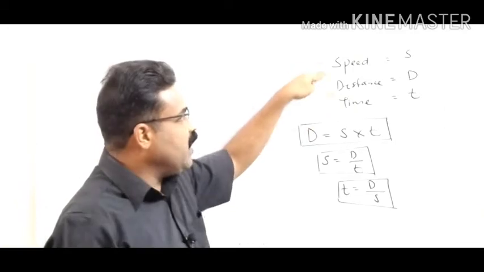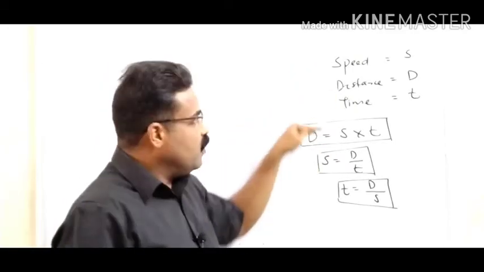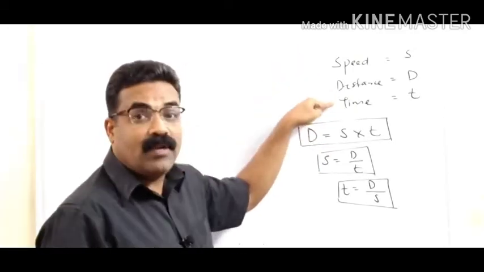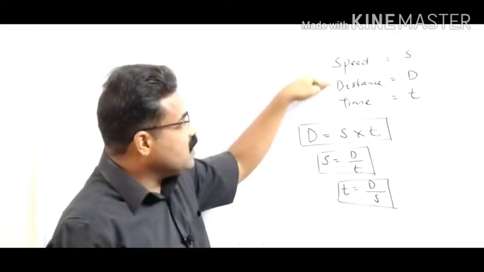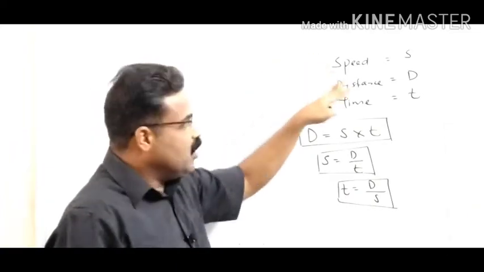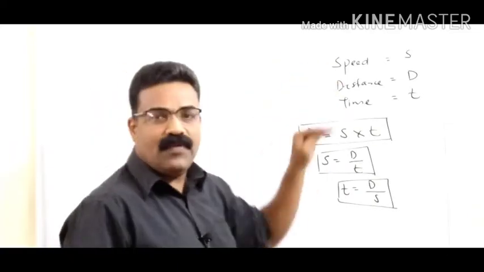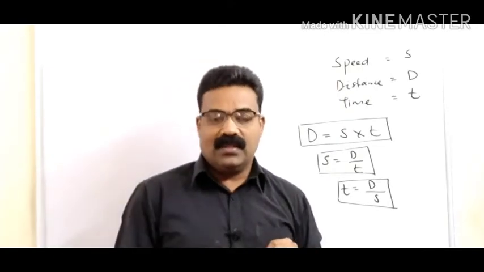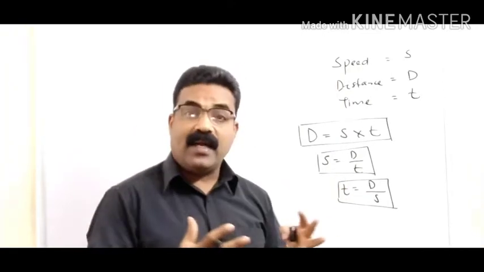If you know the speed and distance, you can find out time. If you know the speed and time, you can find out distance. And if you know the distance and time, you can find out the speed. So any 2 out of these 3, if you know, you can find out the third. So that's the relation between speed, distance and time.